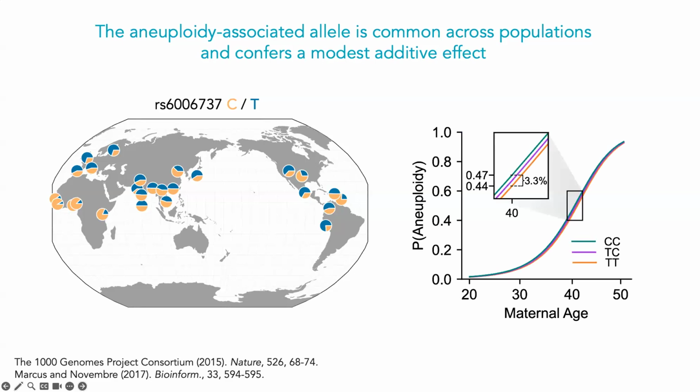We also see, again, consistent with the fact that this is a common variant, that the effect size is relatively modest. It's an additive effect that we detect. Each copy of the risk allele is associated with about 1.6% extra risk of aneuploidy for that patient. We detect a small age interaction effect. So the effect gets nominally stronger with age, but that's a very, very small effect.